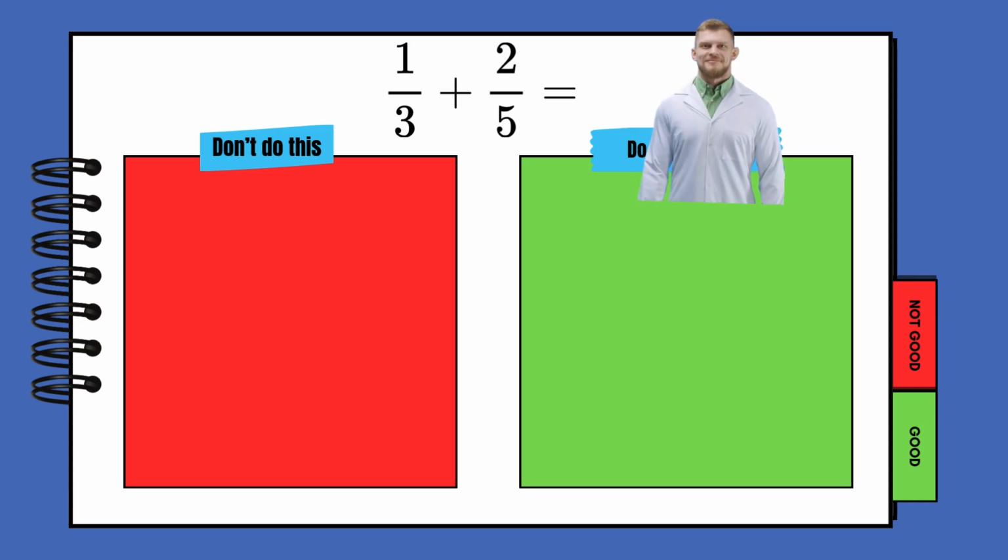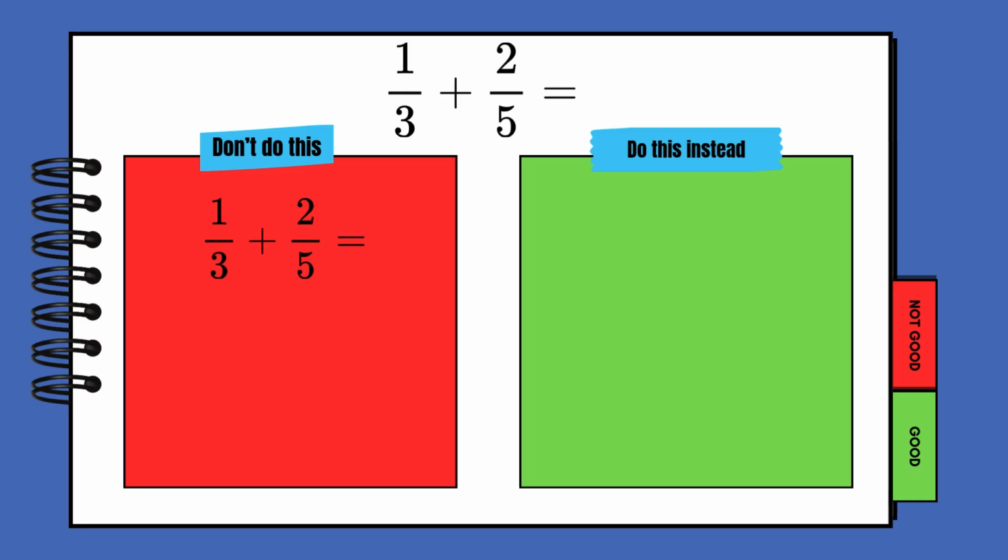And here we are. 1/3 plus 2/5 is equal to what? What do you think? Let me know. All right, so step one, 1 over 3 plus 2 over 5. We add 1 plus 2, then we add 3 plus 5, right? Because numerator plus numerator, denominator plus denominator. So we get 3 over 8.